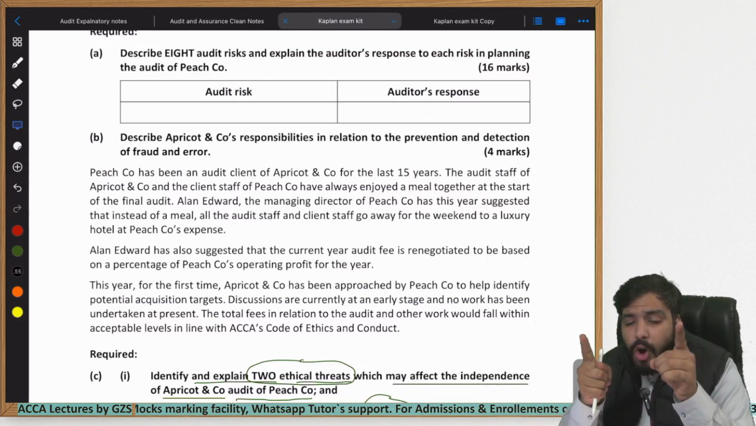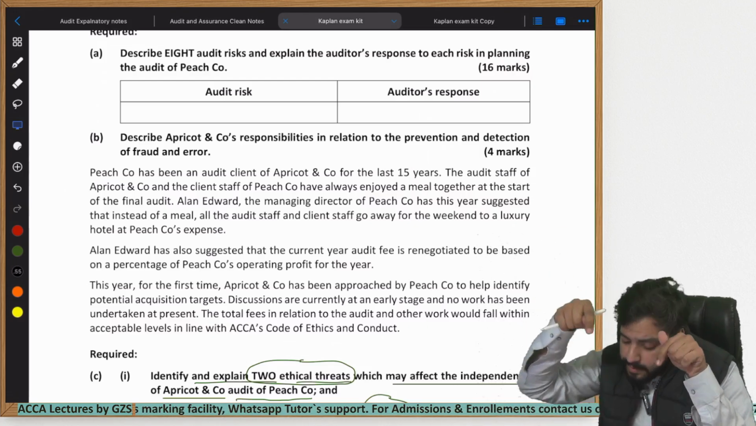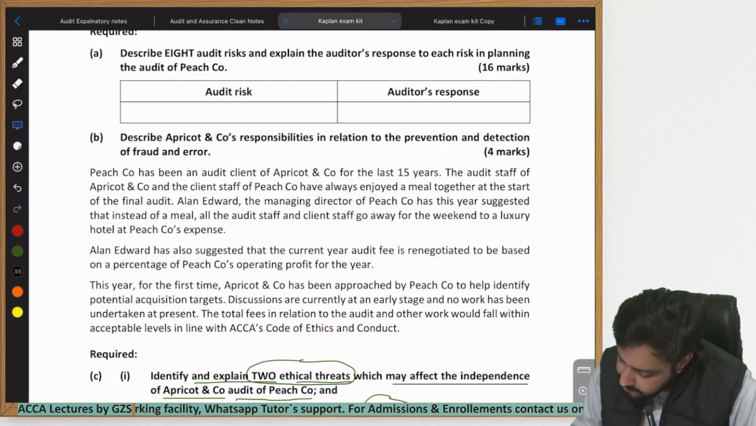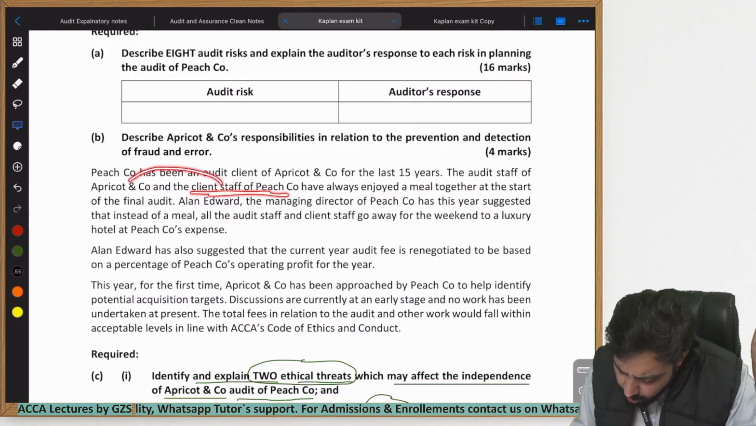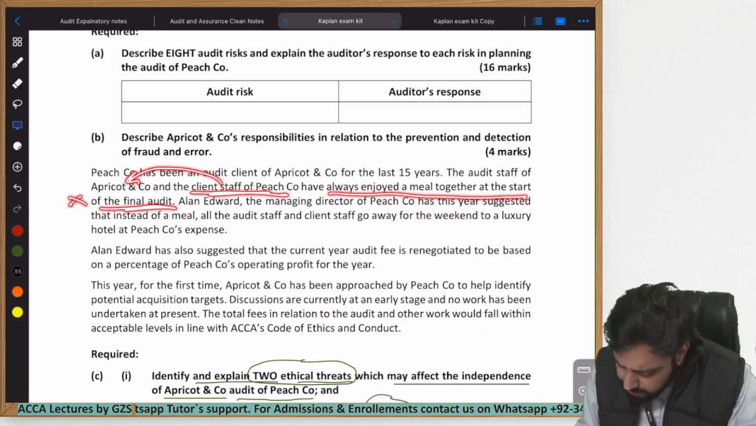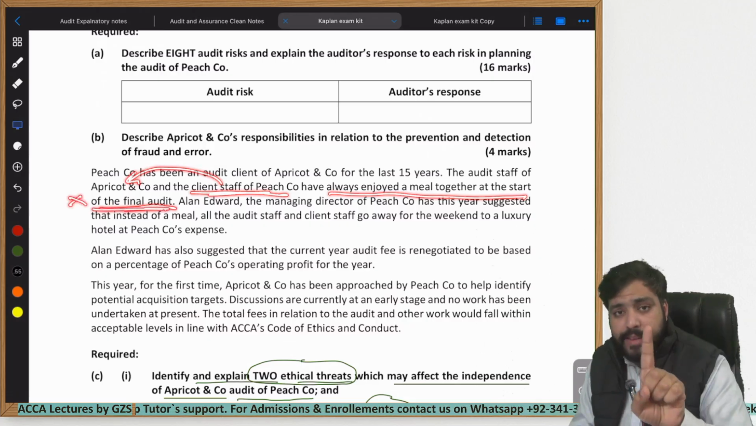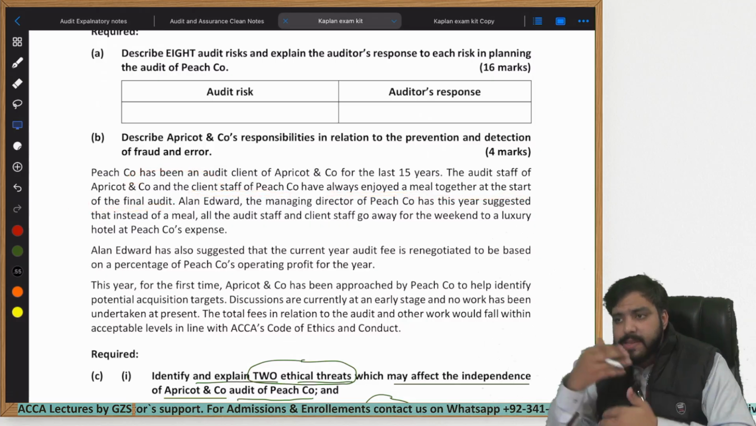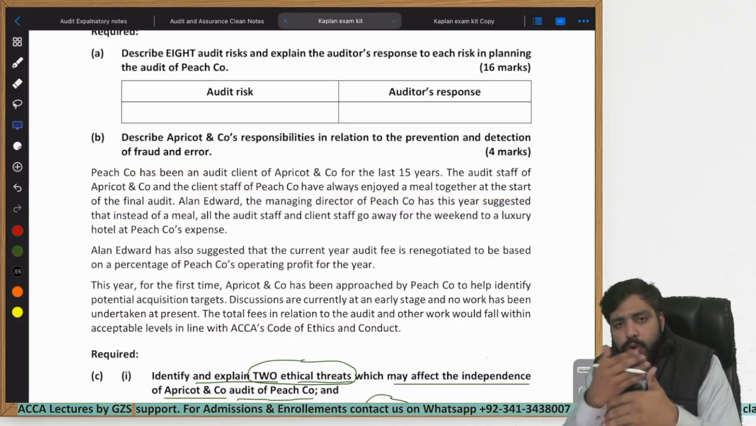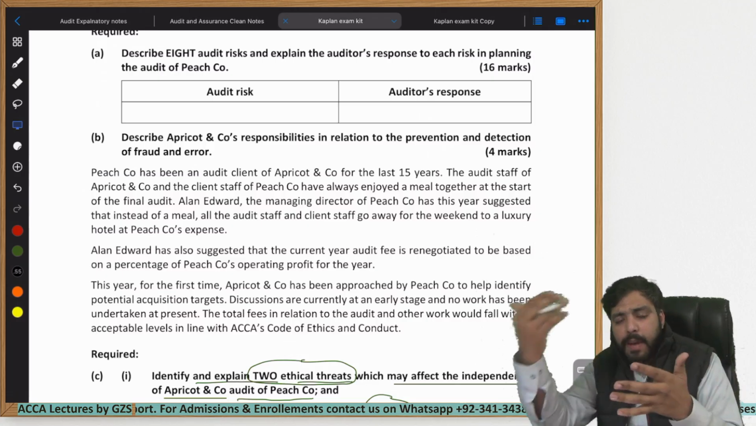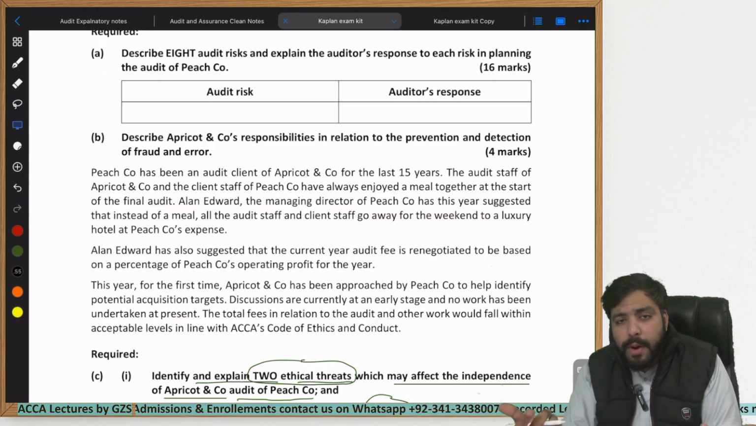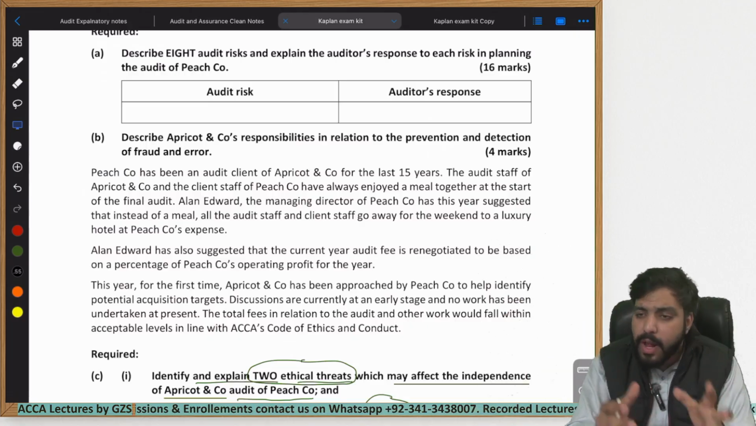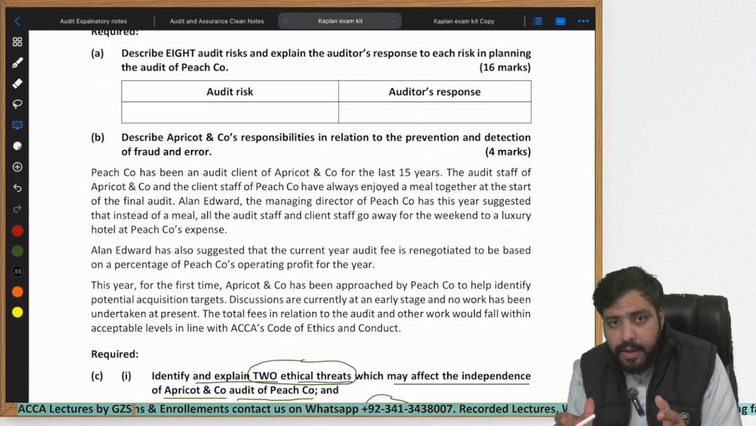Because of gifts and hospitality within self-interest, this can be considered a threat if, for example, the client staff is paying for the audit staff when they have lunch and the audit staff does not pay for themselves. Obviously when you go for lunch together, for you it would be a very material amount, for them it would also be a very big amount. It would essentially be a non-trivial amount, and this would have been a threat then.